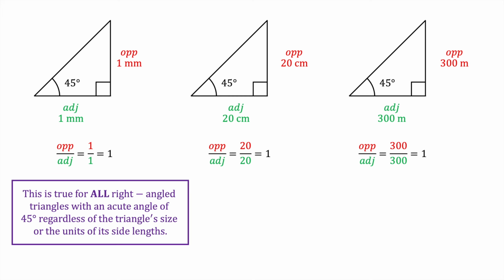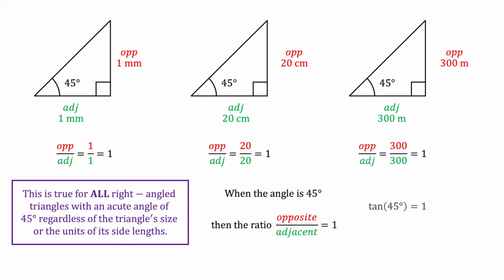This is true for all right-angled triangles with an acute angle of 45 degrees, regardless of the triangle's size or the units of its side lengths. Therefore, when the angle is 45 degrees, the ratio of opposite divided by adjacent always equals 1. This is written simply as tan 45 degrees equals 1.